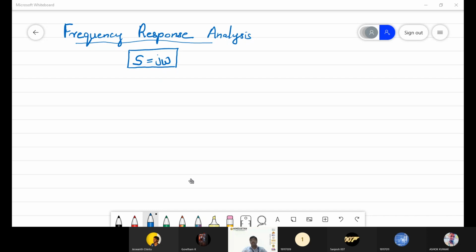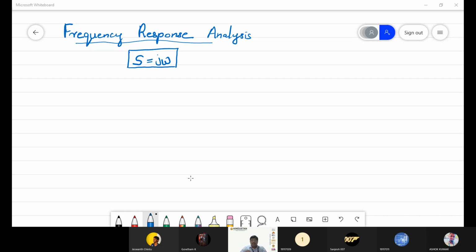Wherever we start this frequency response analysis, the first thing is that we need to substitute s as j omega. Why? Because it is in the sinusoidal domain. As I told, in frequency response analysis everything is in the sinusoidal domain. We keep the sinusoidal domain as the reference for any type of analysis. Therefore, we have to substitute s equal to j omega. All right, so that is the important thing here.